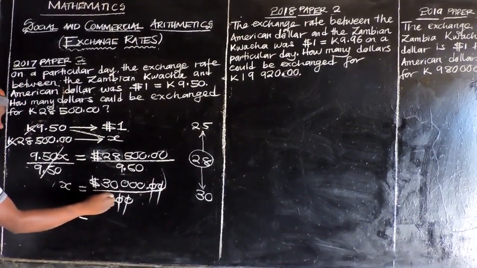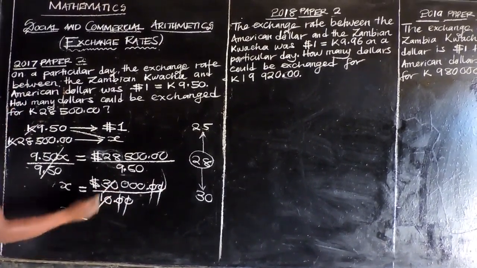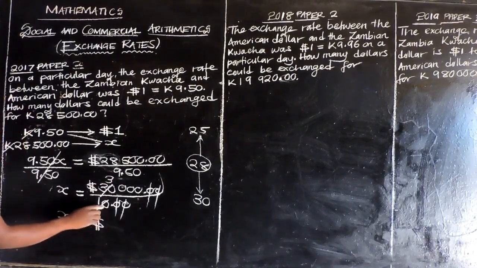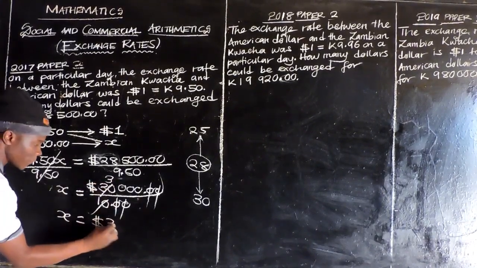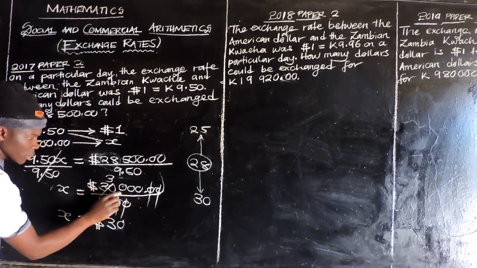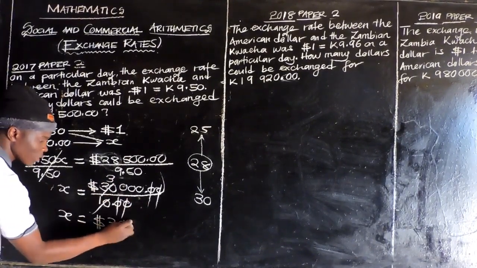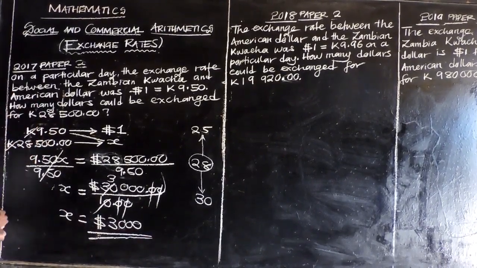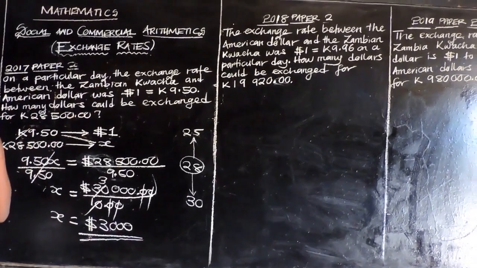So 10 into 30 is what? 3. It's 3. So you have 3. How many zeros do you have? 3. There are 3, eh? So you have $3,000. Okay? $3,000.